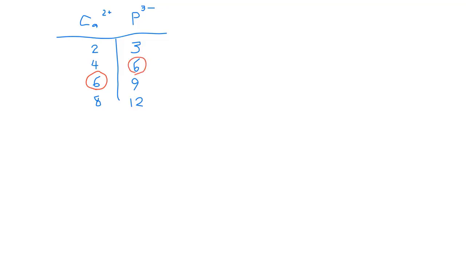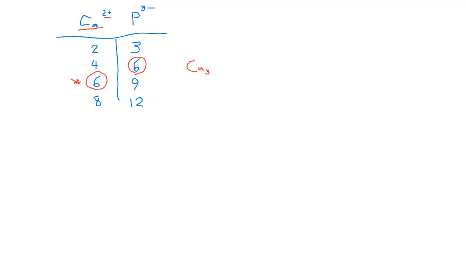So how many calciums would I need to get a total positive charge of 6? Calcium's charge is 2+, so 2 times what is 6? And notice this is also the third multiple of calcium. The third multiple means I need 3 calciums. I put calcium and then a 3.